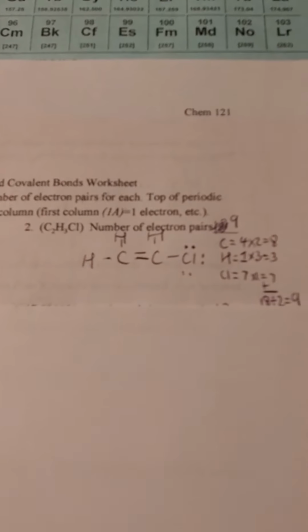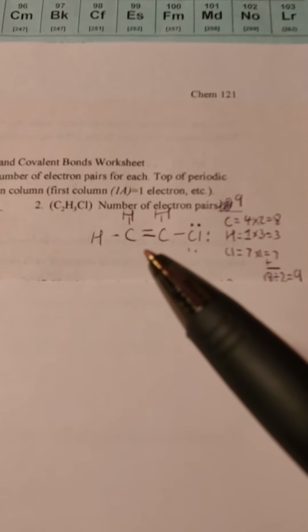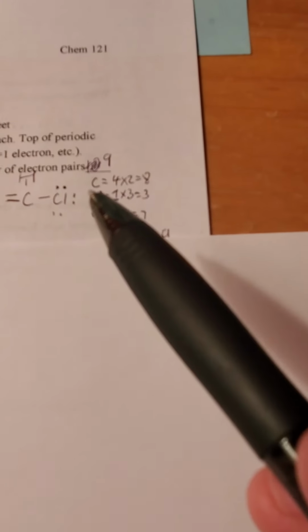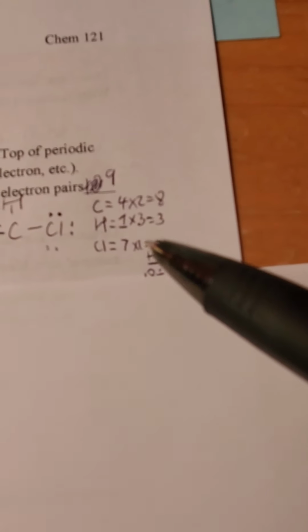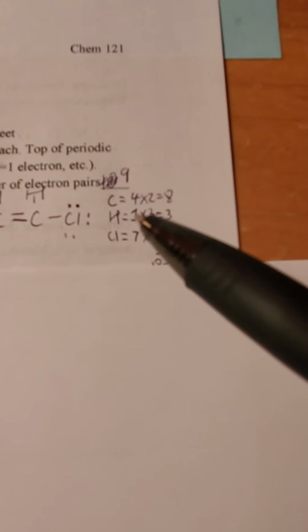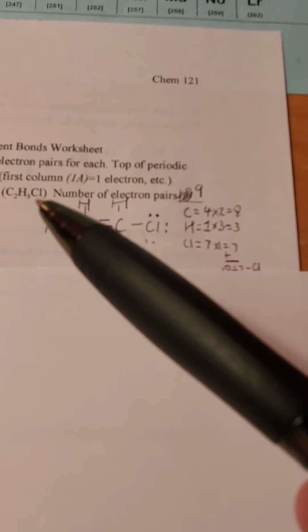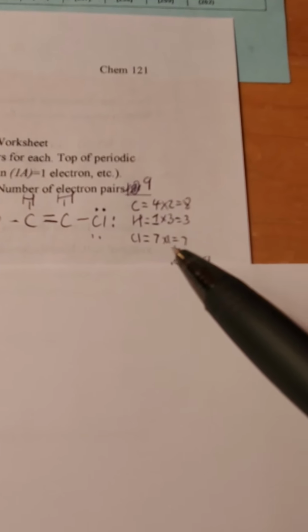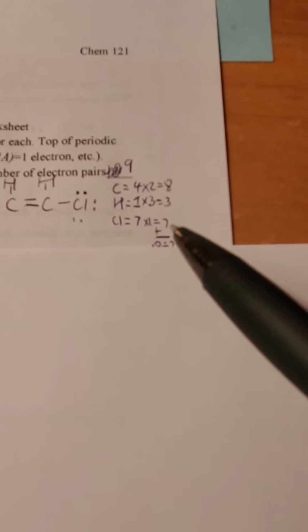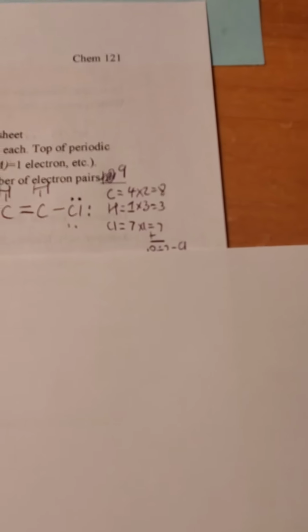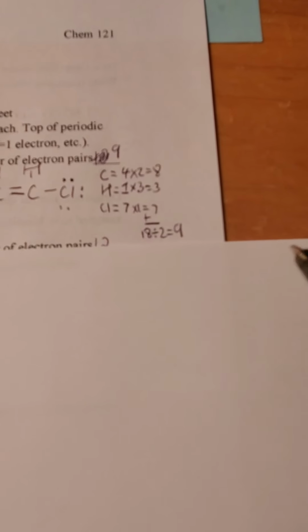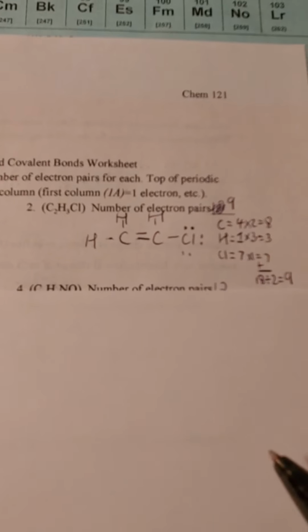So let's go to the next one. It's C2H3Cl. We know that C is 4, H is 1, Cl is 7 because it's in the 7A column. So when we're adding these up, you get 4 times 2, 8, 1 times 3, 3, because you know, 2 carbons, 3 hydrogens, and there's only 1 Cl, so that's just 7. 8 plus 3 plus 7 gives us 18, divided by 2 is 9. So that is 9 electron pairs.